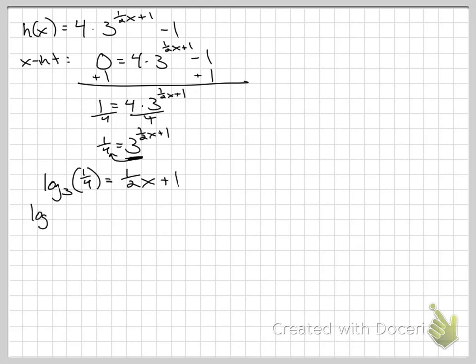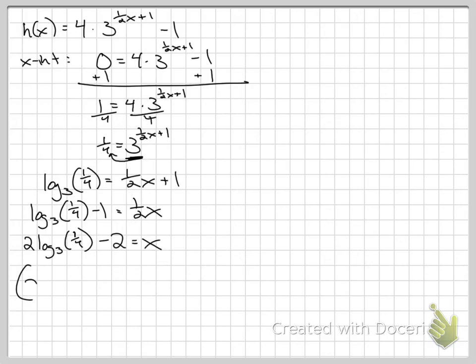Minus the 1, and you can't actually minus it. It just looks like this. Multiply by 2, 2 log 3 of 1/4. Distribute the 2, minus 2 equals x. My x-intercept is 2 log 3 of 1/4 minus 2, comma 0, because an x-intercept is a point.